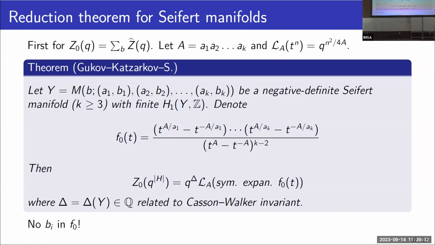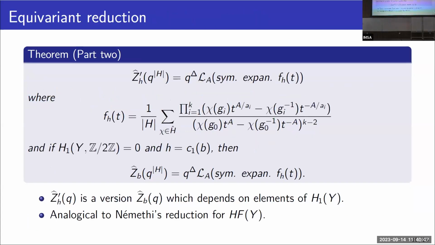From that you can see that actually if you take two Seifert manifolds with the same A's but different B's, this series will be more or less the same, except for the scaling of Q and some refactor of Q. So this leads us to the second result, which is now general. It's not just for Seifert manifolds, but it works for any plumbed negative definite manifold, and it captures this independence on B's.